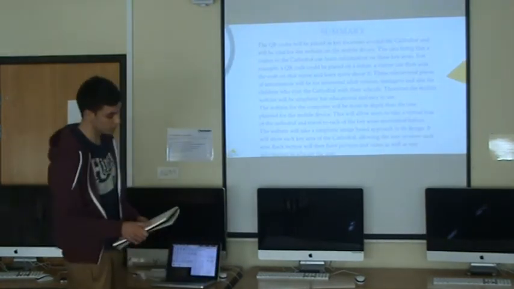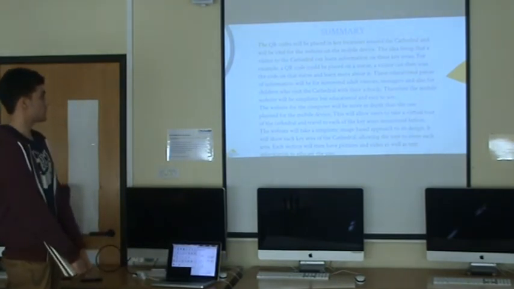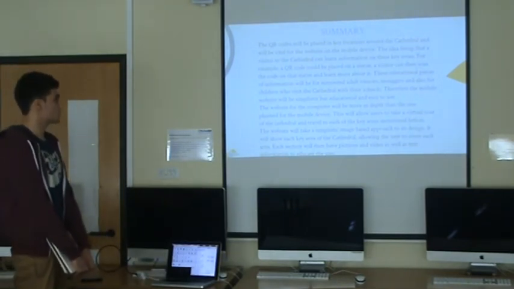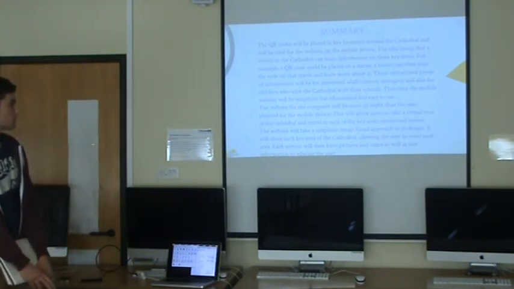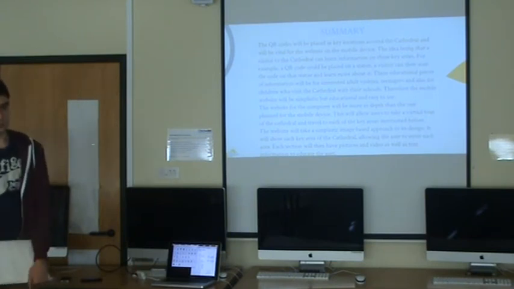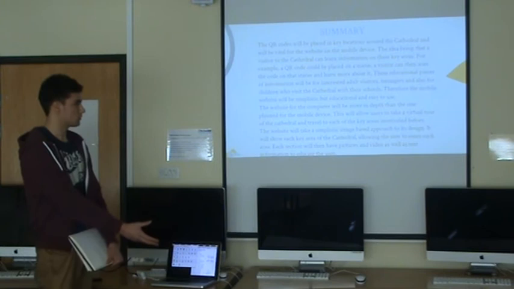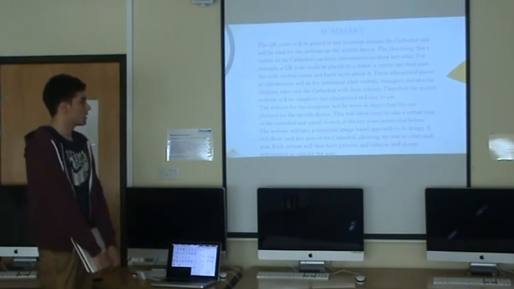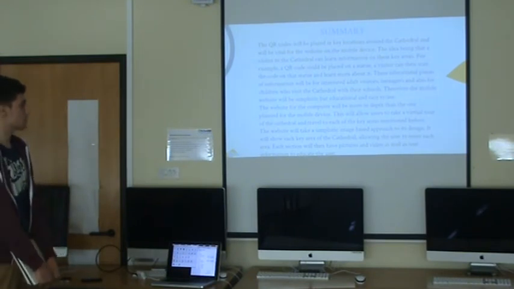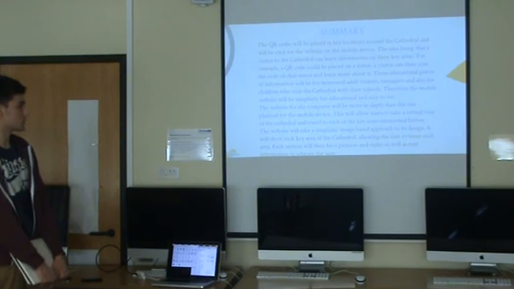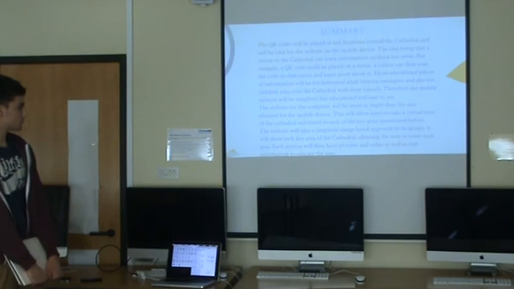Okay, to summarise, the QR codes will be placed in key locations around the cathedral and will be vital for the website and the mobile device. The idea being that a visitor to the cathedral can learn information on these key areas. For example, a QR code can be placed on a statue, the visitor can then scan the code on that statue, get transported to the mobile website, and then learn more about it. This educational piece of information will be for interested adult visitors, teenagers, and also for children who visit the cathedral with their schools. Therefore, the mobile website will be simplistic but educational and easy to use.